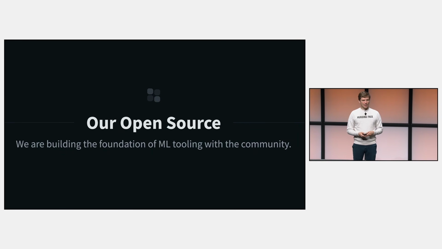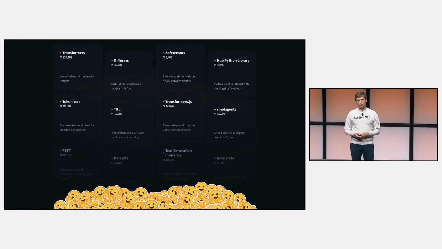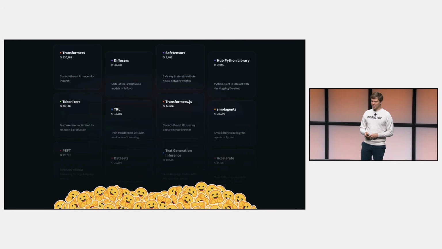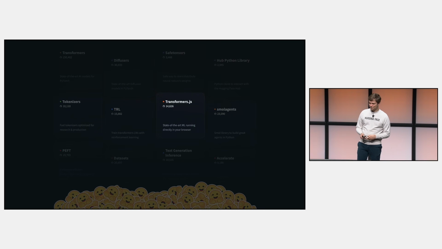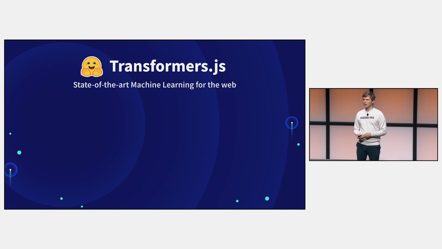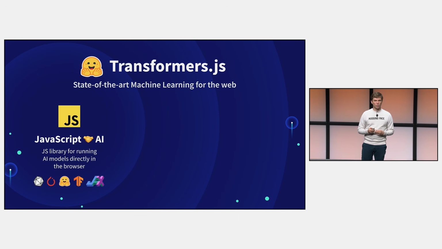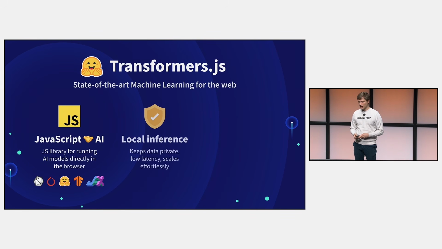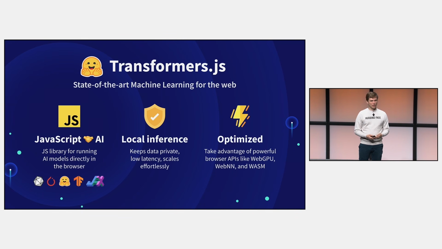So we also maintain a large collection of open source libraries. Some of these you may be familiar with, like the Transformers library, diffusers, safetensors, just to name a few. But the one we'll be talking about today is Transformers.js. So what is Transformers.js? Well, Transformers.js is a JavaScript library that allows you to run AI models 100% locally in the browser. Since everything runs 100% locally, all your data is kept safe and secure, and you're also able to achieve extremely low latency and effortless scalability.